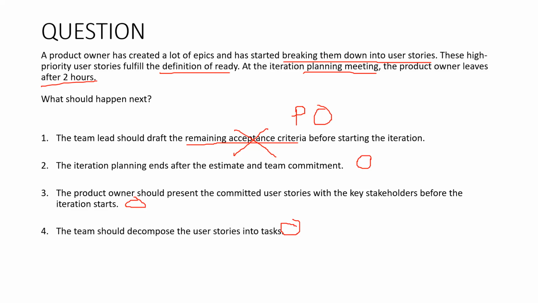So now let's go further and try to find the right answer. We have already discussed that option 1 is not the right answer. The iteration planning ends after the estimate and team commitment. Team commit or product owner commit? Does the product owner commit the requirements or does the team commit the requirement? The product owner. So it cannot be the right answer. So we have eliminated the second answer also. The product owner should present the committed user stories with the key stakeholders before the iteration starts. Is the iteration for the team or the product owner?